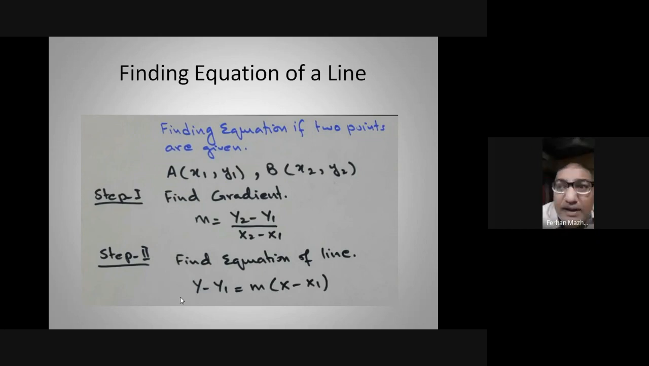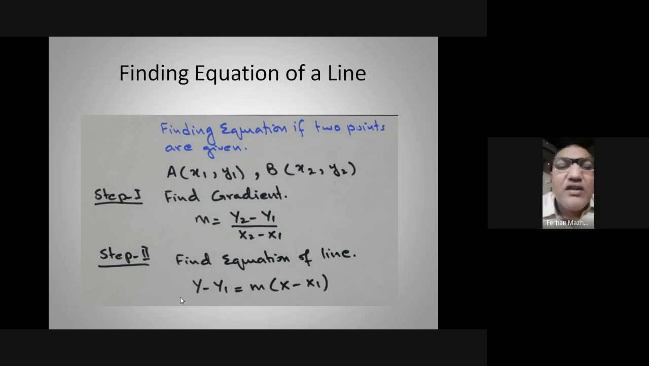For example, here on your screen, you can see that I have shown 2 points. One point A, its coordinates are x1 comma y1, and B, its coordinates are x2 and y2. And they want you to find out the equation of the line which is joining A and B, in other words, the equation of AB.